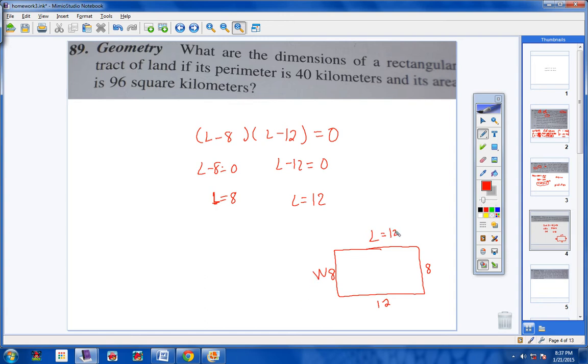Or if you want to put an 8 here, and a 12 here, and a 12 here, and an 8 here, it really doesn't matter. Either way, the dimensions are 12 by 8. 12 kilometers by 8 kilometers. There's your answer. Okay? Alright, so there's the dimensions. Alright, moving on. Oh, and by the way, if you add all these together, you would get 40 for the perimeter. Okay, so it does work.